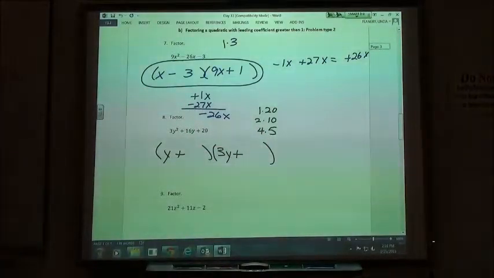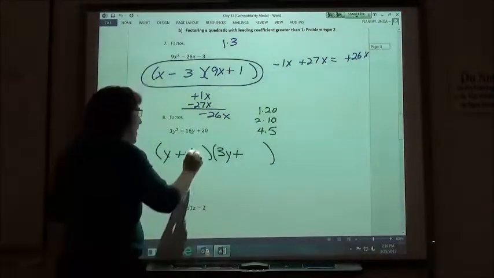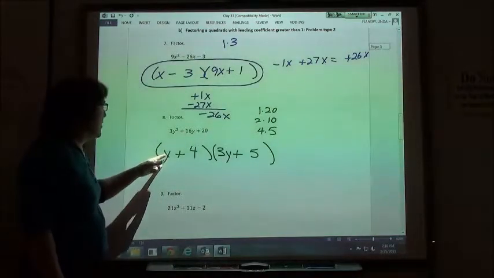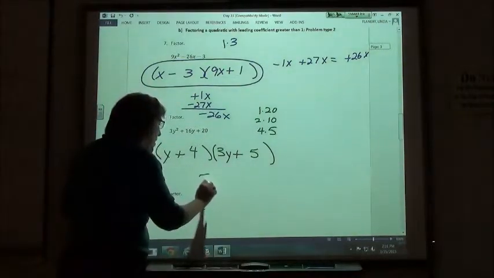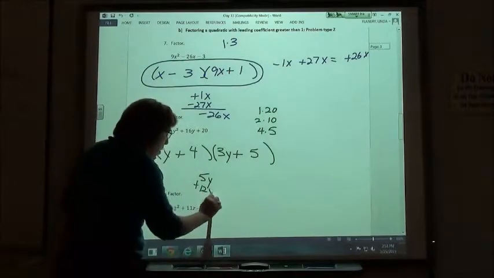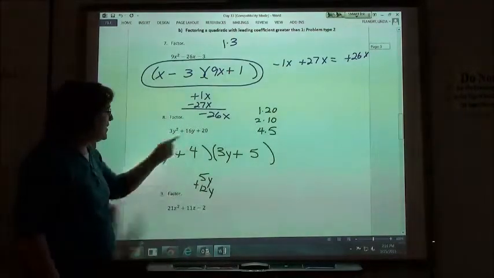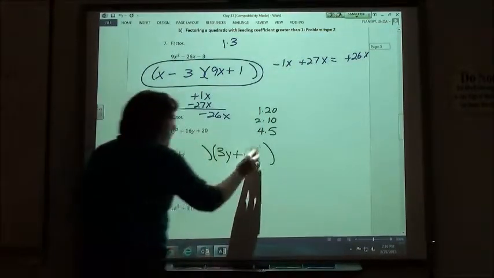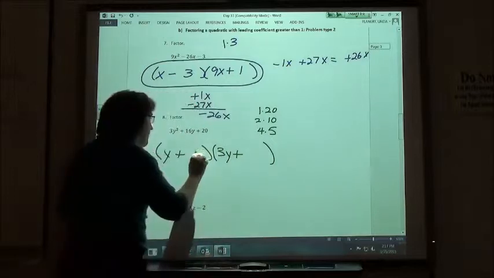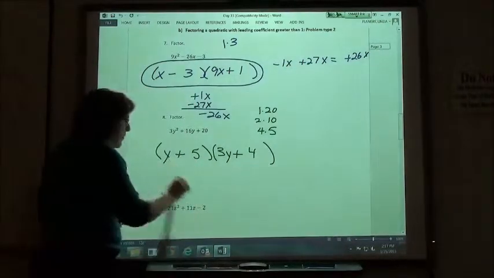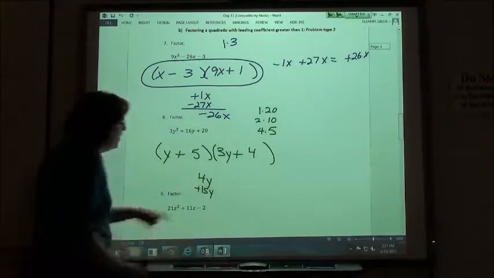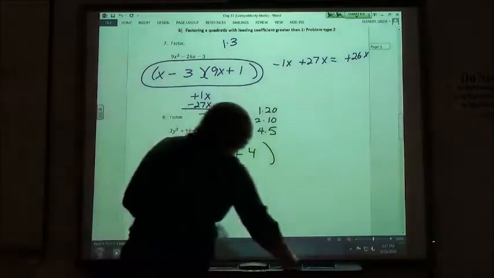I have a whole lot more pairs of factors to check. So, I'm going to start with my 4 and my 5, and then I'm going to check. So here I'm going to say, okay, I'm going to get 5y plus 12y. 5 plus 12 is 17. Not going to be the right way. If I switch them around, 5 and 4, I'm going to get 4y plus 15y. Well, that's 19. That's still not the right thing.